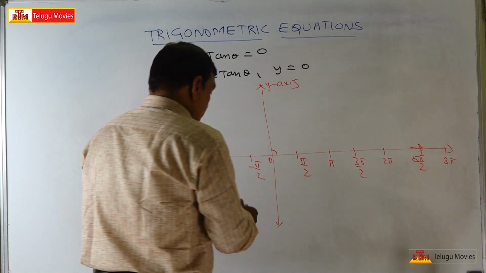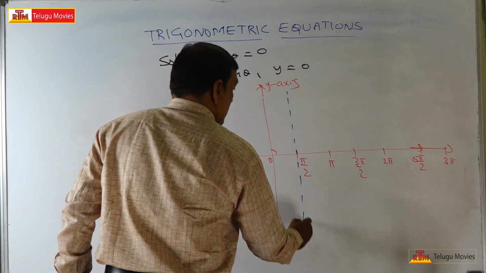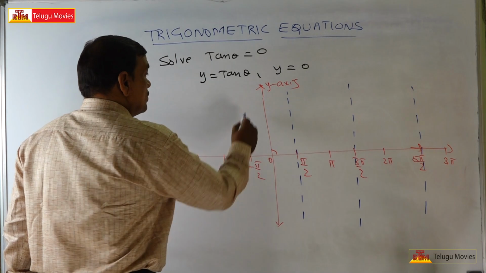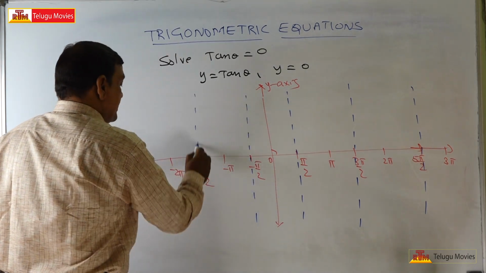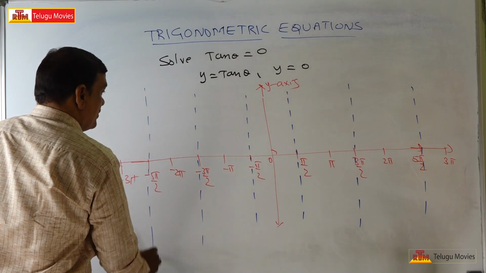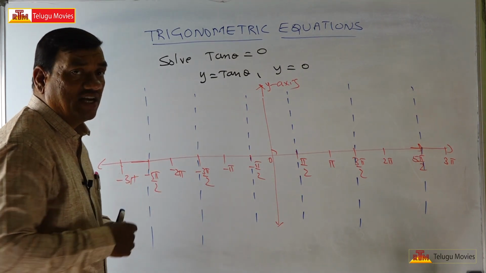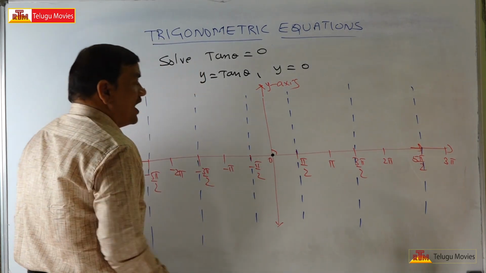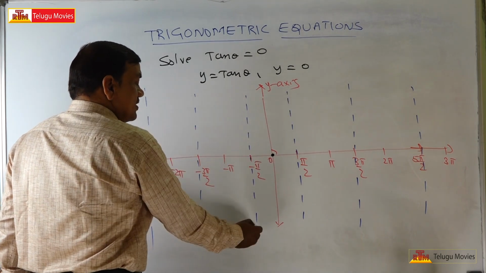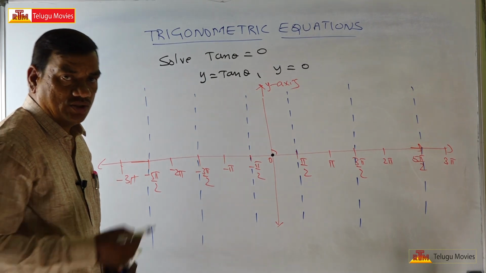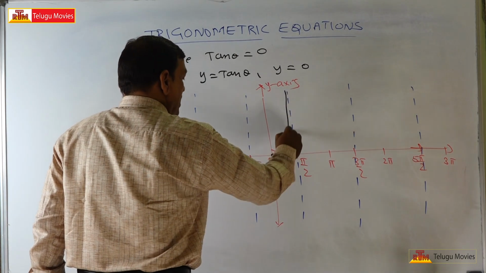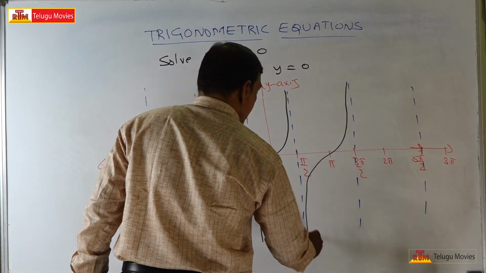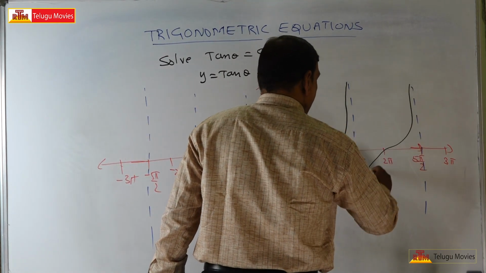That means at pi by 2, 3 pi by 2, 5 pi by 2, and also at minus pi by 2, minus 3 pi by 2, minus 5 pi by 2, tan theta is not defined. So let us draw the graph. As we know, tan 0 is 0, and at pi by 2 it is not defined. Tan of minus pi by 2 also is not defined, and it takes negative values. So this is your graph.